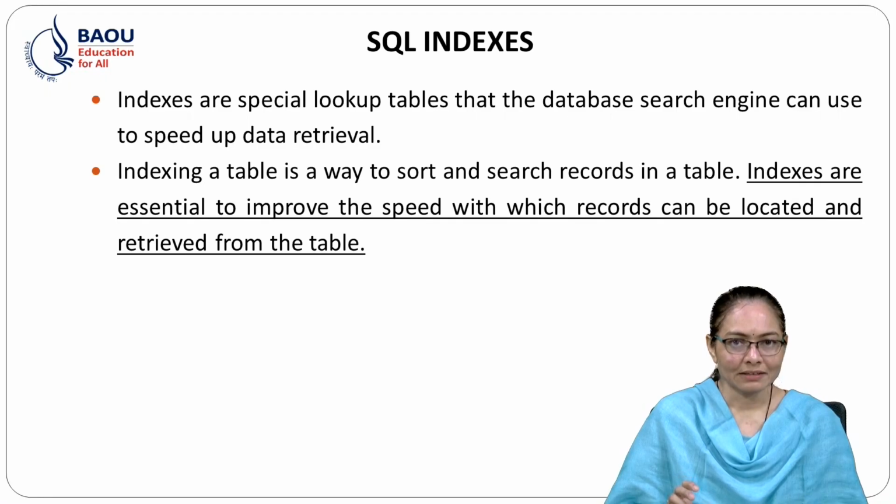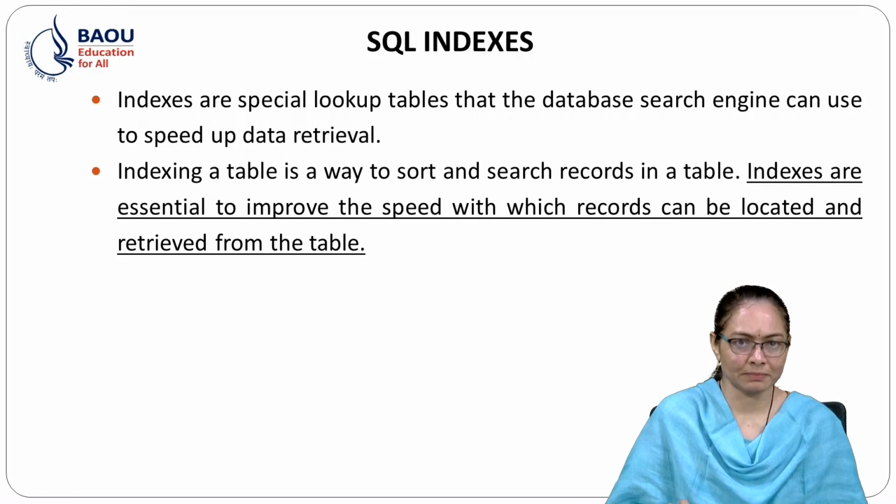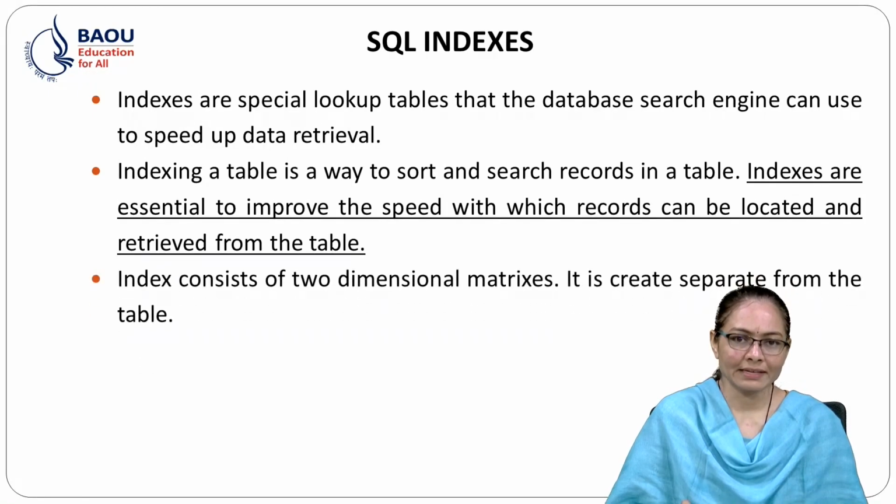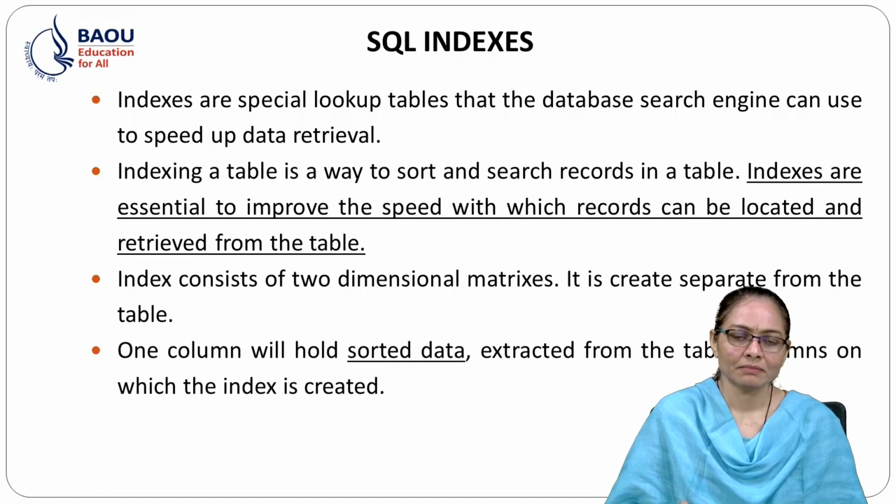Indexing a table is a way to sort and search the records in the table. Indexes are essential to improve the speed at which records can be located and retrieved from the table. The index consists of two-dimensional matrices. It is created separate from the table.